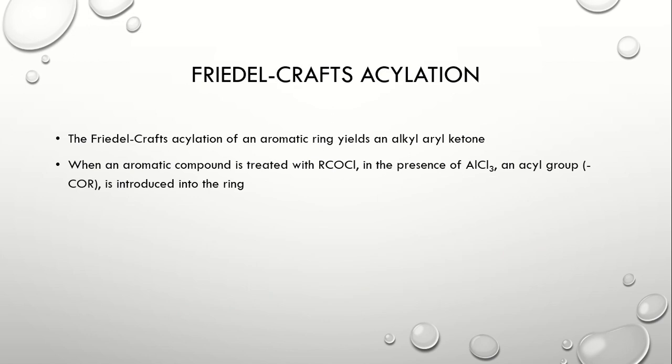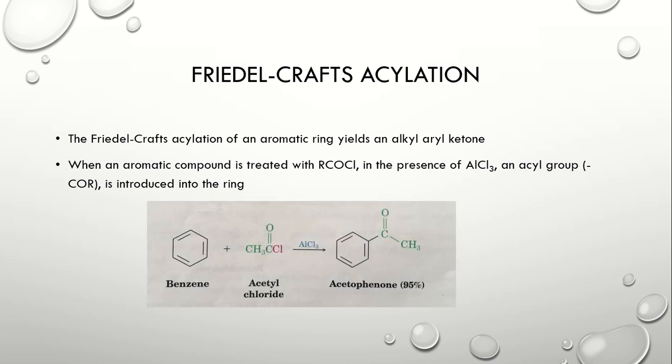The last reaction is the Friedel-Crafts acylation. The Friedel-Crafts acylation of an aromatic ring yields an alkyl aryl ketone. When an aromatic compound is treated with a functional group with carbon, oxygen, and chlorine in the presence of aluminum chloride, an acyl group, which is carbon, oxygen, and another functional group, is introduced into the ring. In the reaction below, benzene is reacted with acetyl chloride, which is converted into acetophenone.